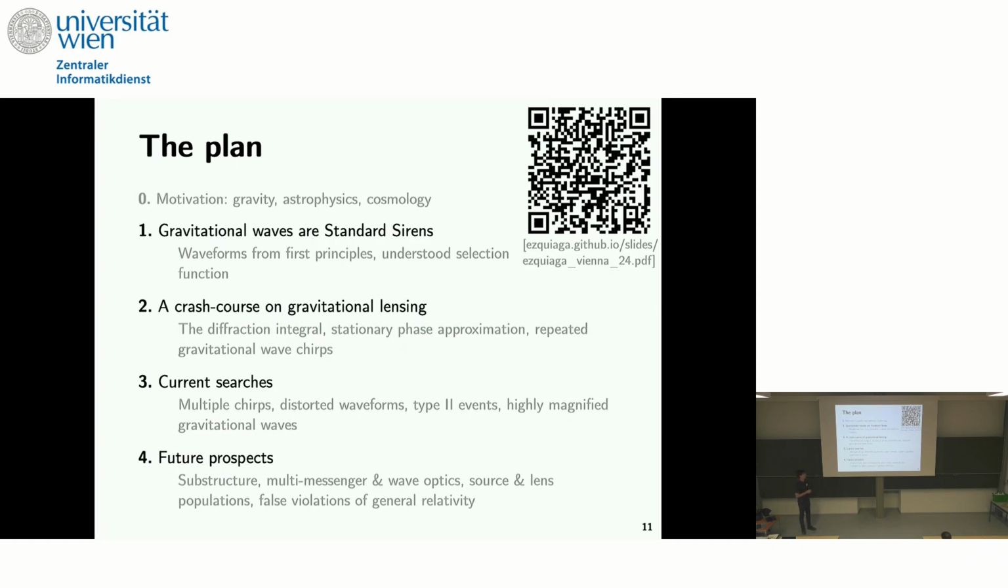So the plan for today is that in the beginning I want to give some theoretical framework for why we can do this kind of study for cosmology and lensing with gravitational waves. That is to say that gravitational waves are standard sirens. And then I will put in a bit of the math that goes into how we understand lensing in general, relevant for gravitational waves because there are certain differences with electromagnetic lensing. Then the main part will go over current searches, what we are looking for in the data, and what we have seen so far, and I will finish with some aspects that I think are interesting for the future, like substructure, wave optics, and multi-messenger, and other things.